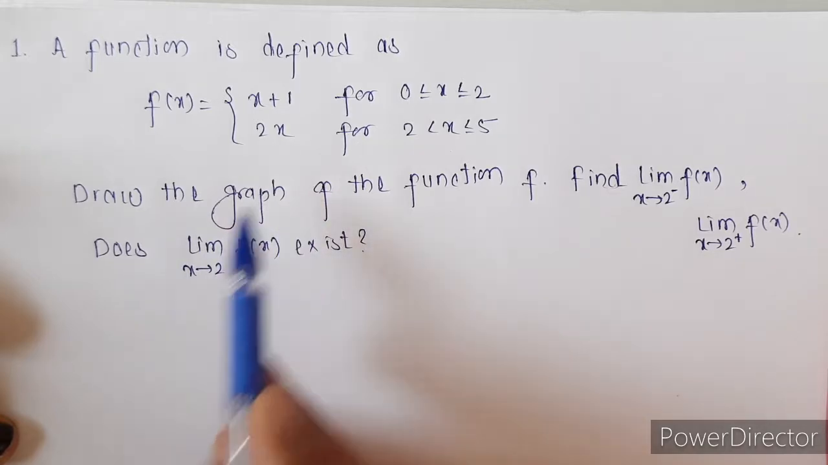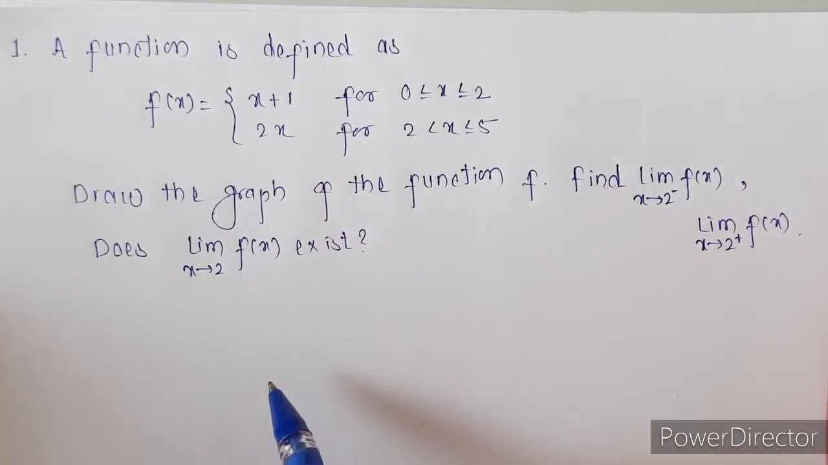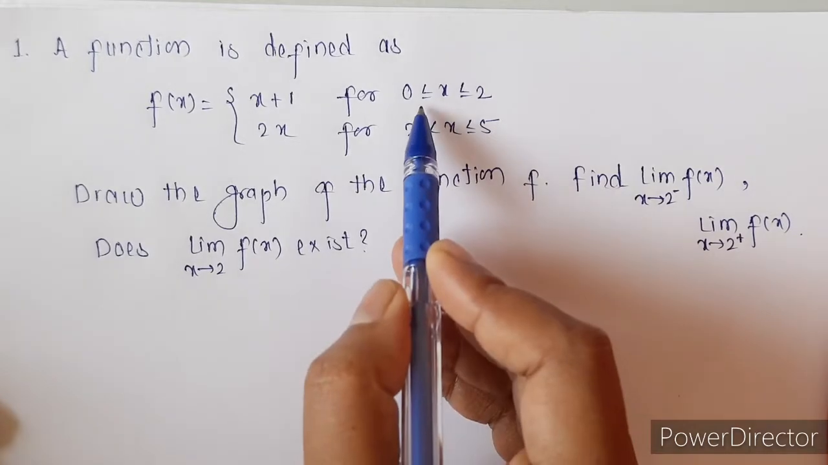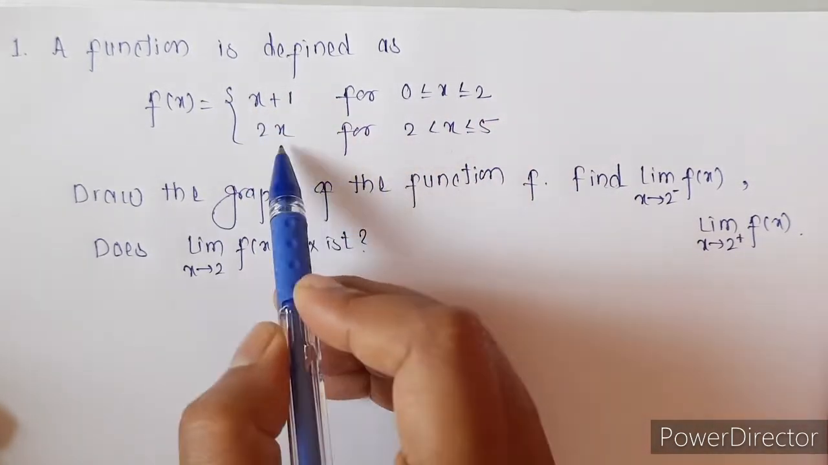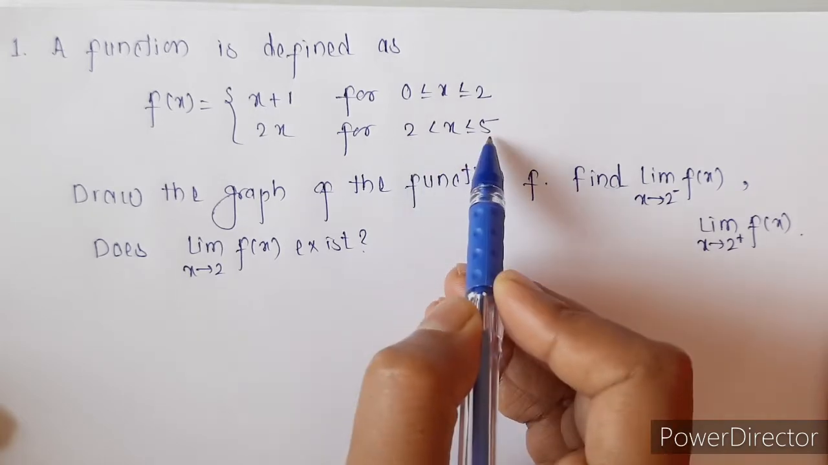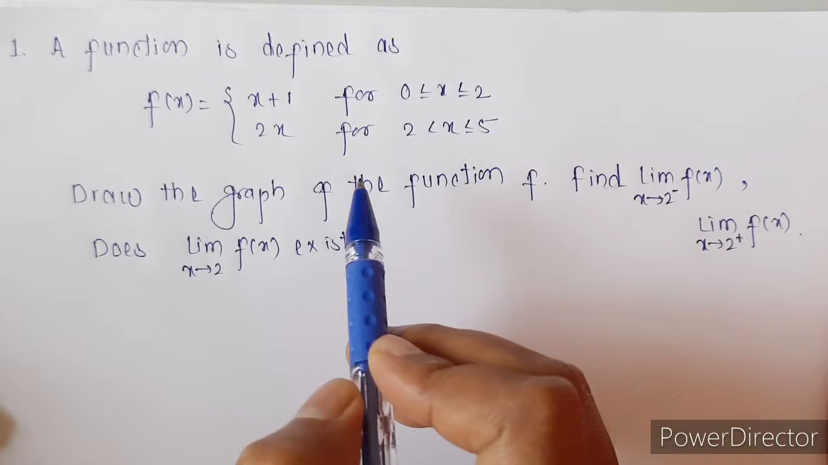What is this graph? We can either find the left hand limit and right hand limit and check whether the limit exists or not, or we can draw a graph and check whether the limit exists. Let's start with the graph first. What is our domain? Domain starts from 0 to 2 for the first function, and for the second function our domain is from 2 to 5. So the entire function's domain is 0 to 5.